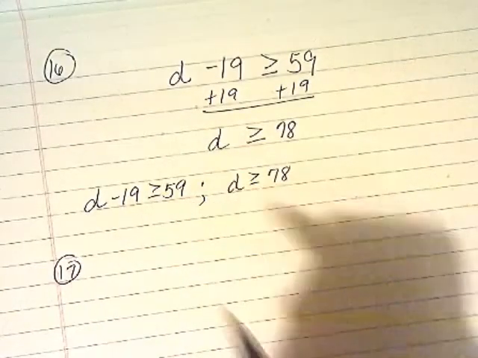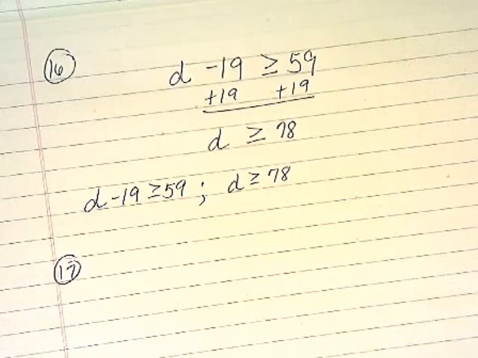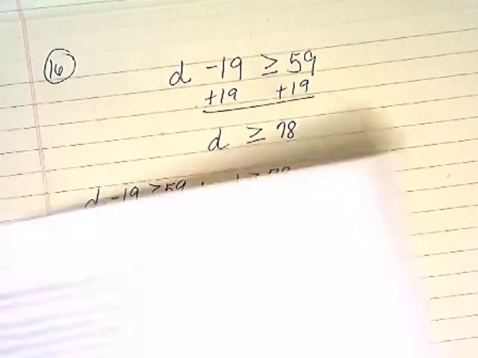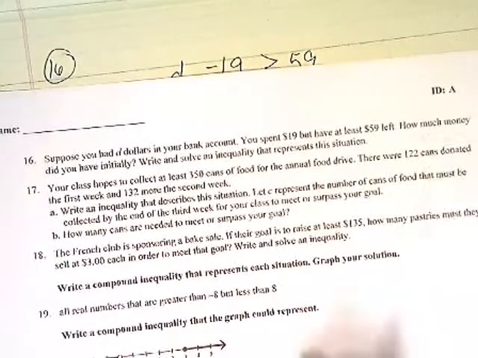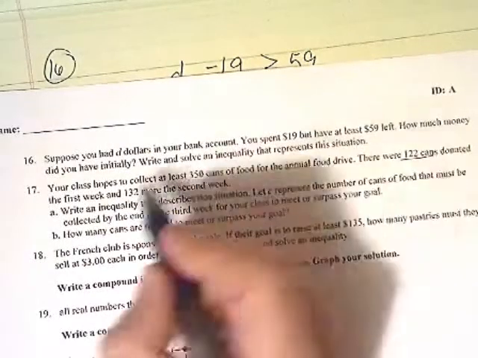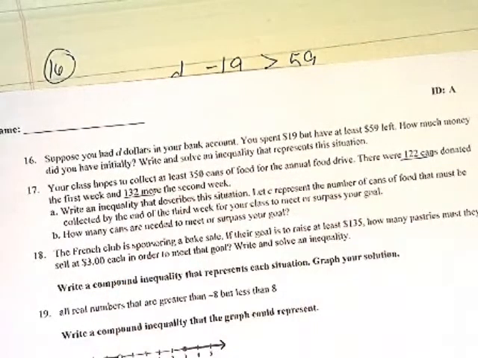17, your class hopes to collect at least 350 cans of food for the annual food drive. There were 122 cans donated the first week and 132 the second week. Here, I'm going to put this on here so you can see it. The first week, this many. The second week, this many. Write an inequality that describes this situation.